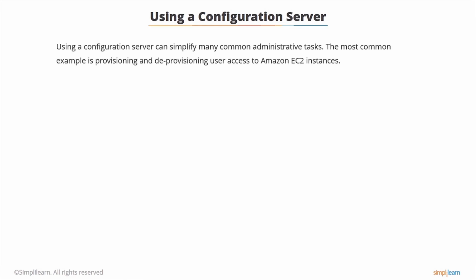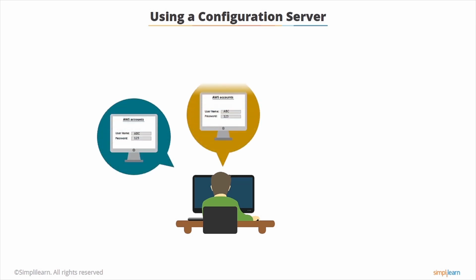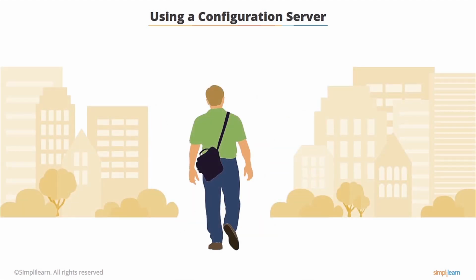Using a configuration server can simplify many common administrative tasks. The most common example is provisioning and deprovisioning user access to Amazon EC2 instances. Say that Joe, an engineer, has been given access to multiple Amazon EC2 instances across the fleet, meaning Joe has a private key that enables him to log in with his unique user ID and perform administrative tasks on these instances. But what happens when Joe leaves the company?